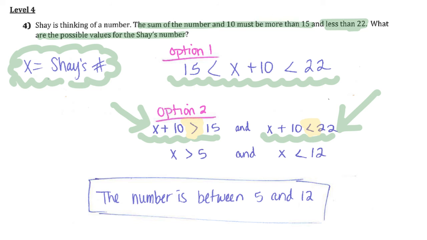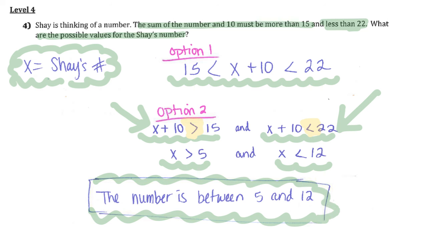So when we go ahead and solve it, we get our first answer right here. X is greater than 5, and then our second answer, x is less than 12. So what that means is the number that Shay's thinking of is somewhere between 5 and 12, right? Bigger than 5, smaller than 12, so somewhere in between. So we're looking for that final answer here. Hopefully you didn't just stop with the x is greater than and x is less than answer. Hopefully you actually answered the question, talking about Shay's number being between 5 and 12 here, because that's the overlap.